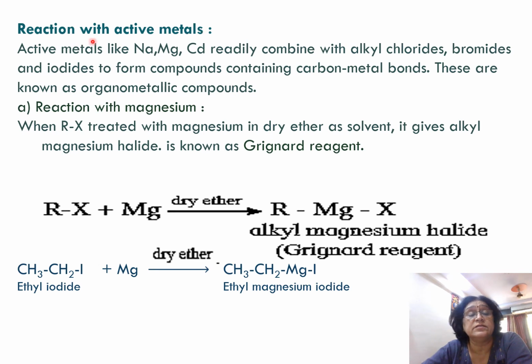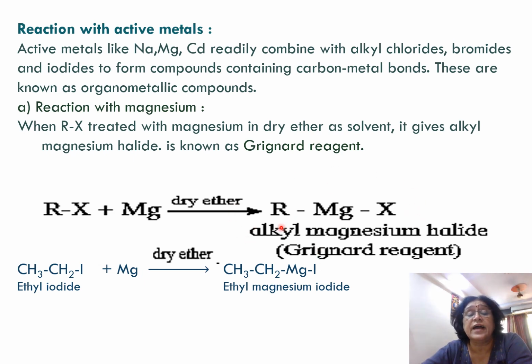Reaction with the active metals. So active metals like sodium, magnesium, cadmium readily combine with alkyl chloride, bromide or iodide, and they form compounds which contain a carbon-metal bond. So these are known as organometallic compounds. For example, here you see reaction with magnesium. The alkyl halide reacts with magnesium in the presence of dry ether and forms alkyl magnesium halide. Alkyl magnesium halide contains carbon and magnesium, so the carbon-magnesium bond is the bond due to which this is known as an organometallic compound.